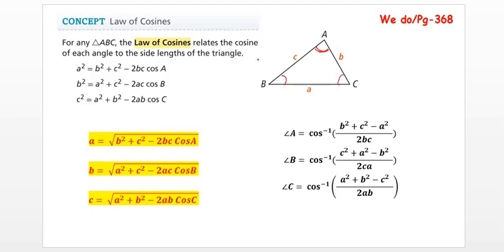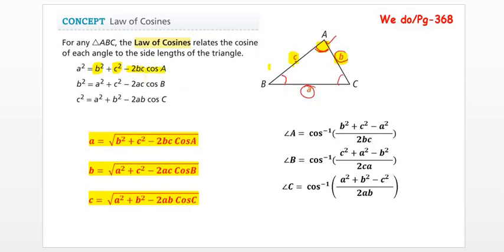How? For example, you can say a squared, because it is opposite to this angle, so you can say a squared equals the two sides that are containing this angle. Please listen to my words very carefully. The two sides in which this angle is included, you will square those two sides: b squared plus c squared minus 2bc cos A.